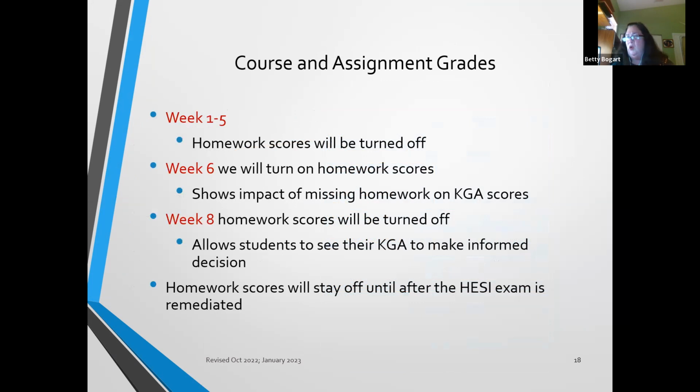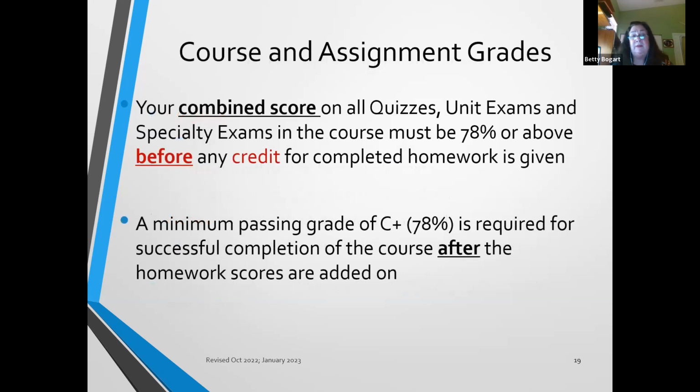Now, we do something with the homeworks where, weeks 1 to 5, you're just going to see your quizzes and your exam grades, okay? On week 6, we turn on the homework to show you how it affects your grade. And then on week 8, I turn it back off again. It will not be turned back on until everybody's completed the HESI and done the remediation, and then that will be your final grade for the course. Okay, I can't turn just one student's on. I have to turn on the whole class. Okay, so that won't be done until that point. And of course, I'll be telling you if you're missing stuff. If I'm worried about you with your subjective grades, I'll be sending you messages.